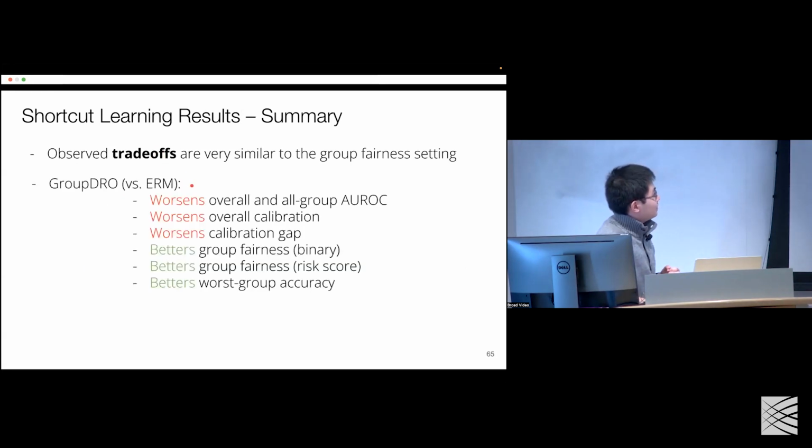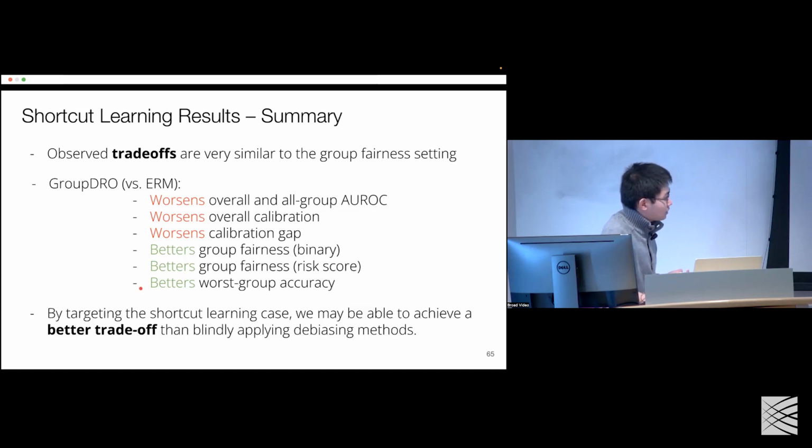group fairness setting in terms of having a model that has better fairness, both binary and risk score fairness, and better worst group accuracy, where your group is defined as the actual class label, but we worsen overall performance for everyone, we worsen calibration for everyone. And so really this is a trade-off between these metrics. Which one do you prefer?